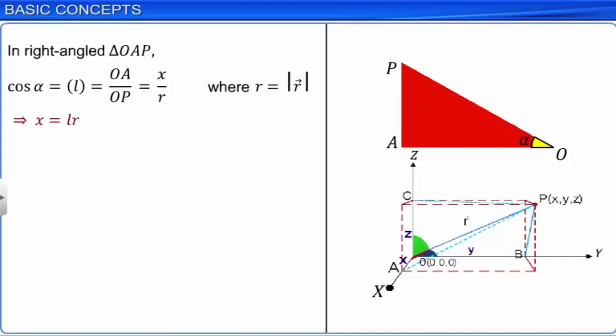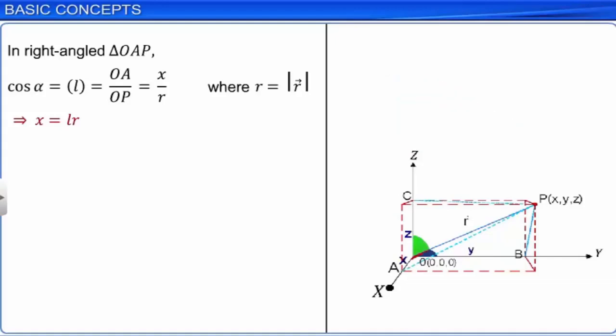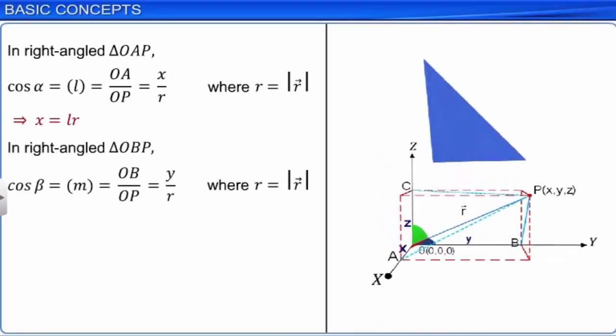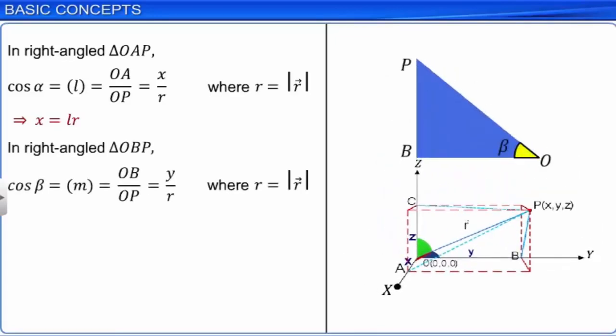In right-angled triangle OBP, cos beta or directional cosine M is equal to OB upon OP or y upon r, where r is the magnitude of positional vector OP. This implies that the y-coordinate of point P is equal to the product of direction cosine M and r, which is the magnitude of positional vector OP.